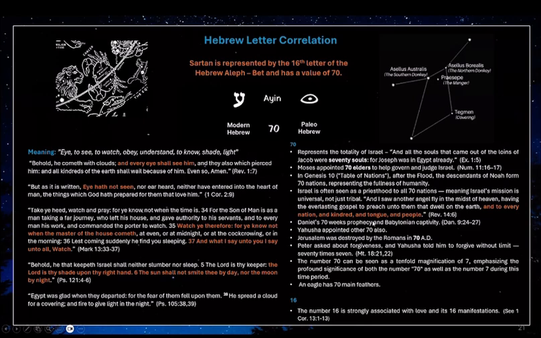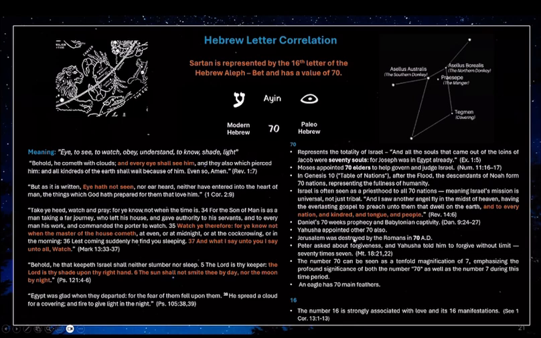Daniel's 70-week prophecy in Babylonian captivity, right? That relates to Israel, specifically the kingdom of Judah. The Yahusha appointed other 70 also. So here we have that number being used there. Jerusalem was destroyed by the Romans in 70 AD. Peter asked about forgiveness, and Yahusha told him to forgive without limit, 70 times 7.